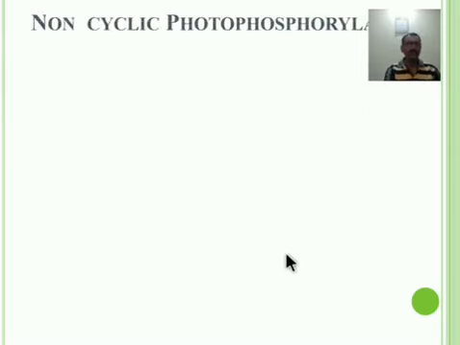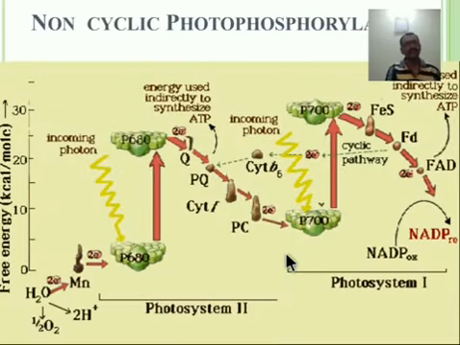Let us see one by one. First one is the non-cyclic photophosphorylation. This is the diagrammatic representation. It looks like the Z scheme also. Here, in non-cyclic photophosphorylation, electron flow is unidirectional.